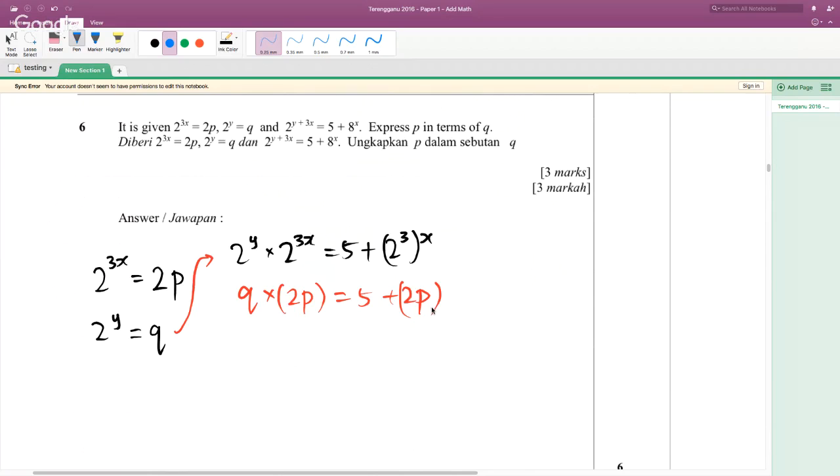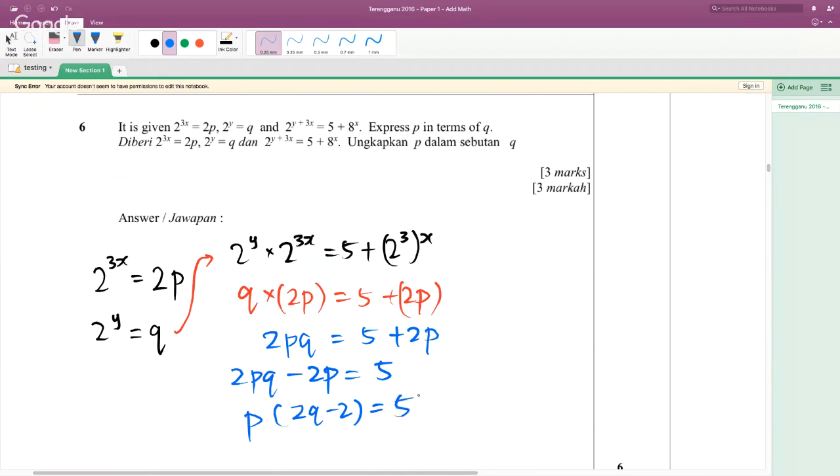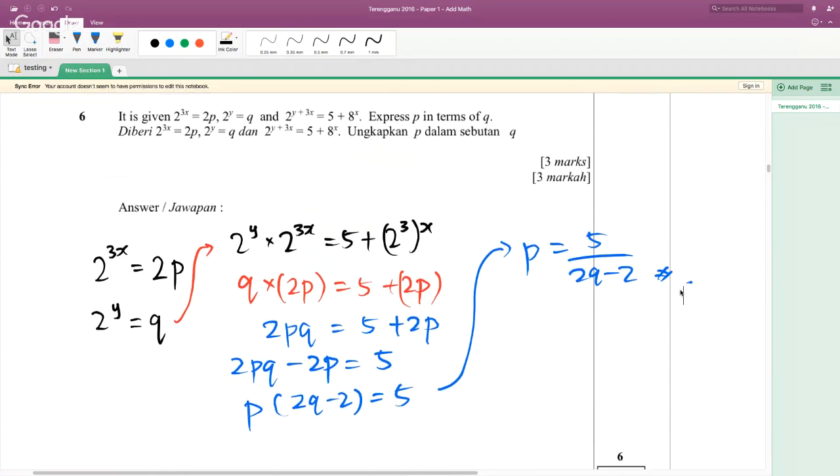So what I will do here is this: 2pq equals 5 plus 2p. We'll put the p together: 2pq minus 2p equals 5. Then I'll just factorize out my p because I want to make p the subject: p times (2q minus 2) equals 5. So therefore, p equals 5 over 2q minus 2. Done. Right, just like this. I thought you have to make x the subject or something like that, but actually it's quite direct and simple. You just substitute everything you have into it, then you should be able to easily get all the answers.